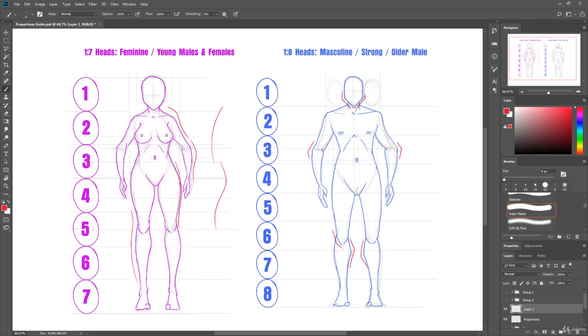In a nutshell, this is effectively the feminine and masculine lines. Keep them in mind as you move forward drawing in manga style.